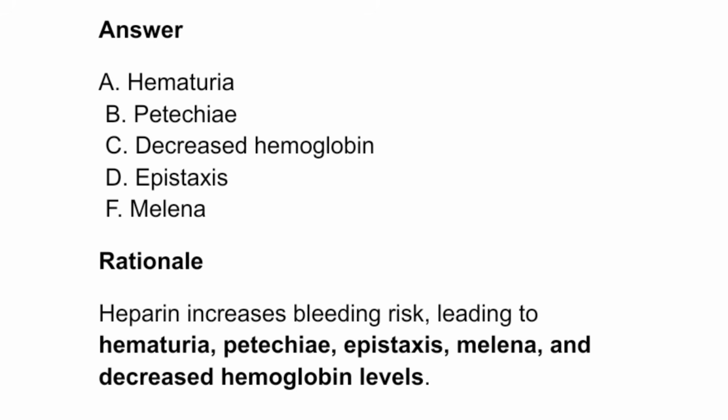Petechiae. C. Decreased hemoglobin. D. Epistaxis. F. Melena. Rationale. Heparin increases bleeding risk, leading to hematuria, petechiae, epistaxis, melena, and decreased hemoglobin levels.